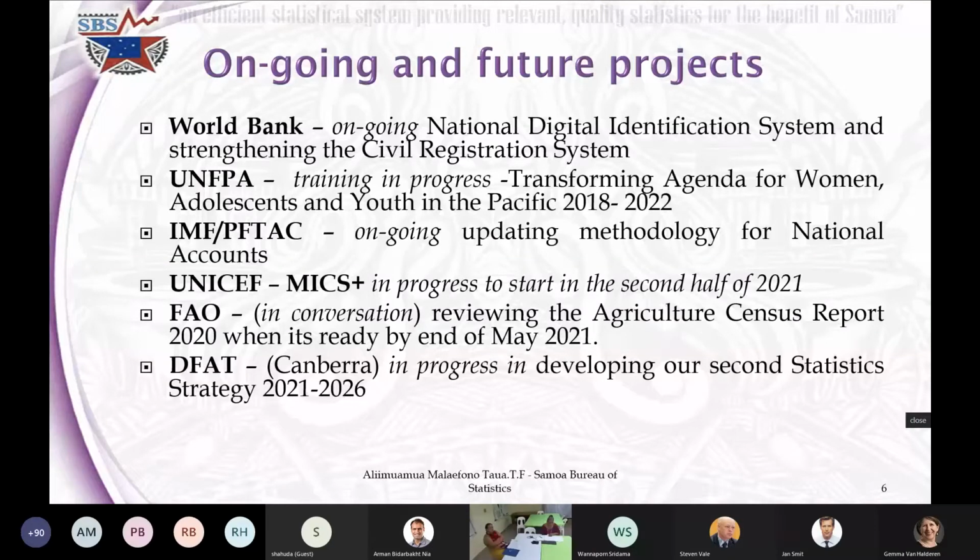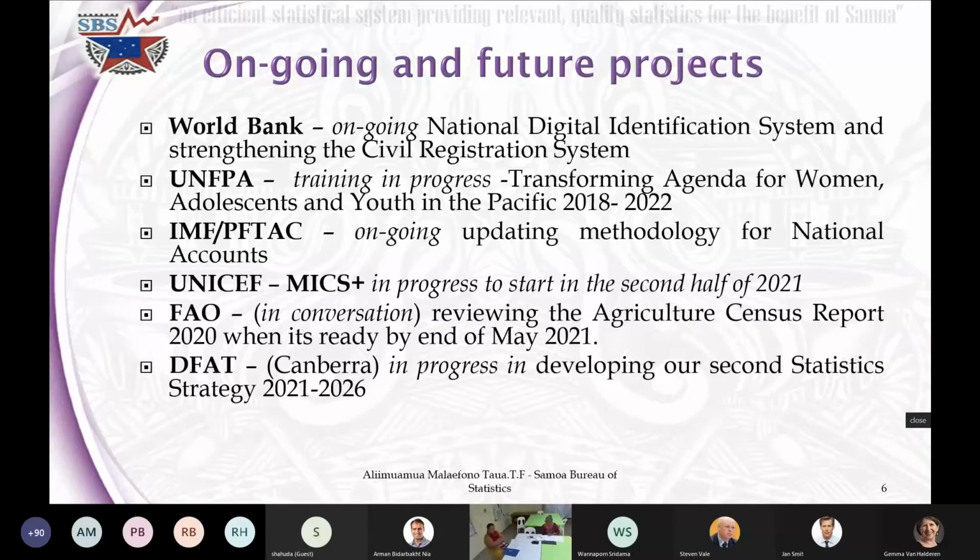So we are working on the national identification bill that will also cover changes in the civil registration system. We just finished the training with UNFPA. We are working on a transformative agenda for women, a new agenda for UNFPA 2018 to 2022, and there are a lot of new methodologies that we are hoping to improve as we move into the future. Also, we are working with IMF, PFTAC. They are helping us update the methodology for our national accounts to eventually move from the GDP income approach to the GDP expenditure approach.